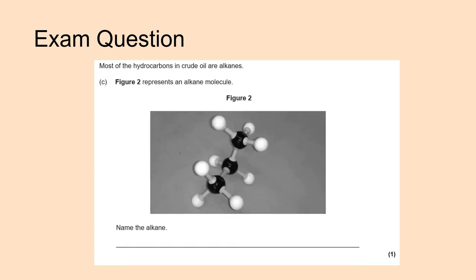Final part of the question, pause the video and decide which alkane is shown in this model. First of all, we need to remember that the black circles represent carbon atoms, whilst the white circles represent hydrogen atoms. Then we need to count the number of carbons present, which in this case is 3. This tells us that the diagram shows the alkane propane, which is the one that has 3 carbons.